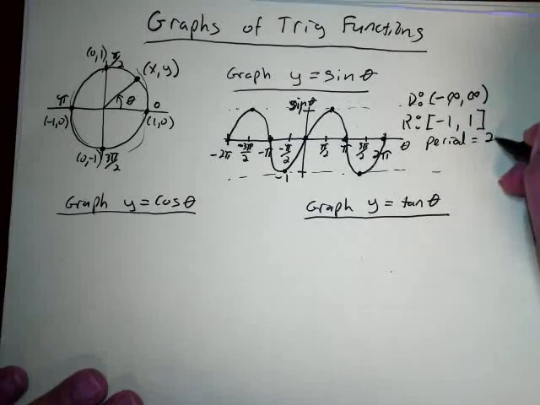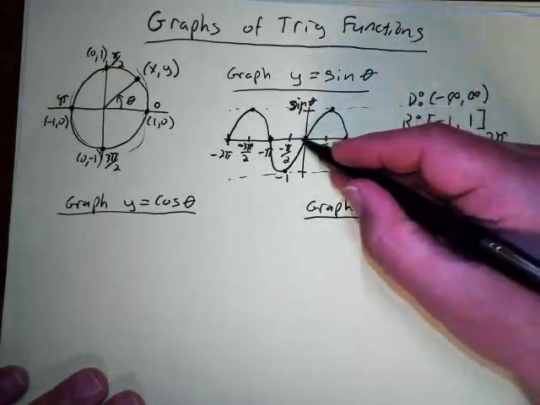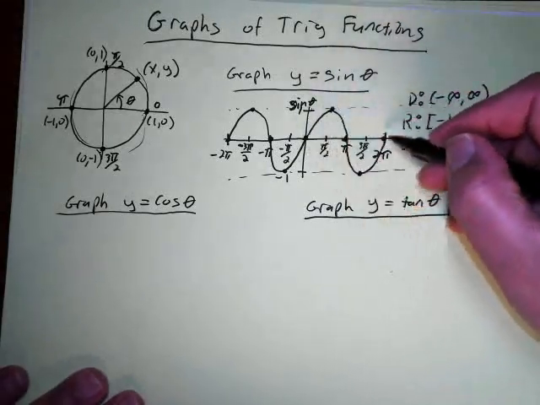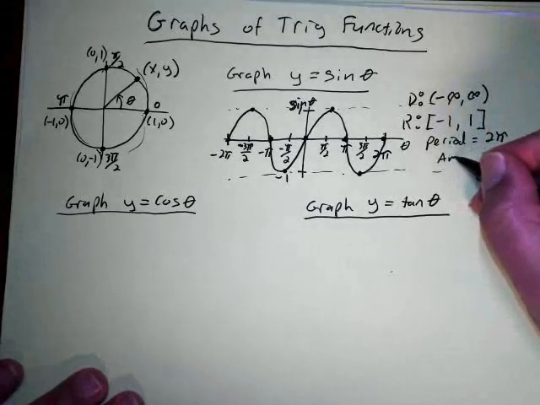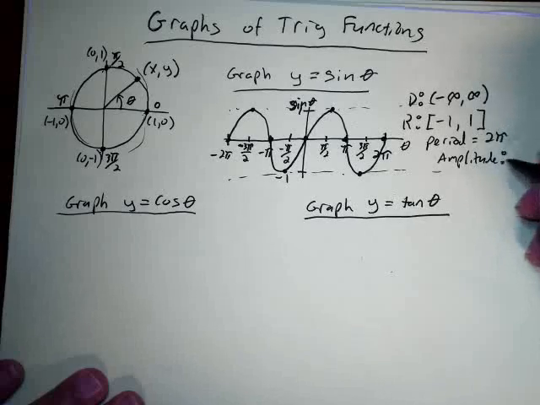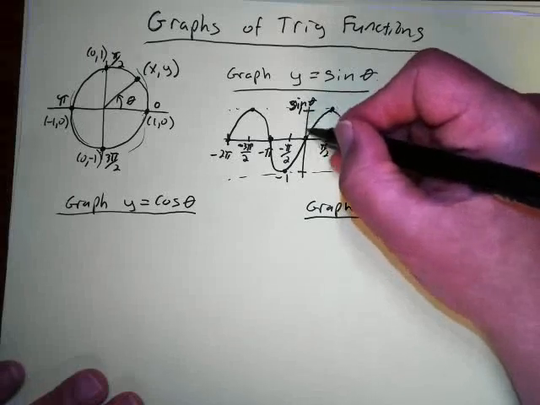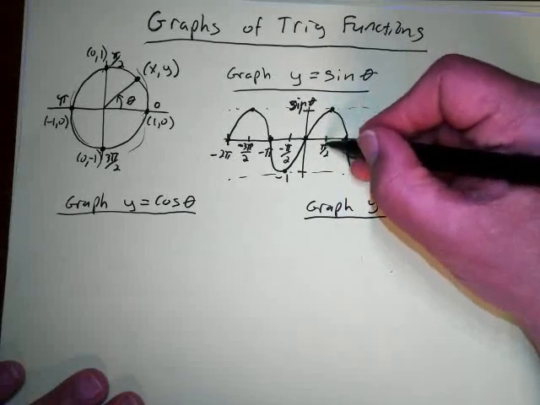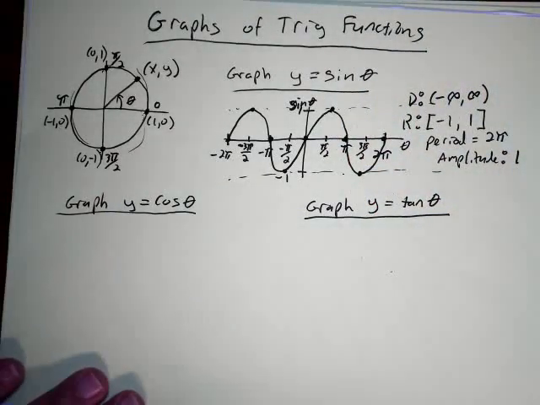Another important thing is the period. The period is 2 pi, and that's the amount of time it takes to complete a cycle. Finally, you have the amplitude, which is just the distance from the center out to the peak, either way, from the center to the maximum or minimum value. So the amplitude is just 1.